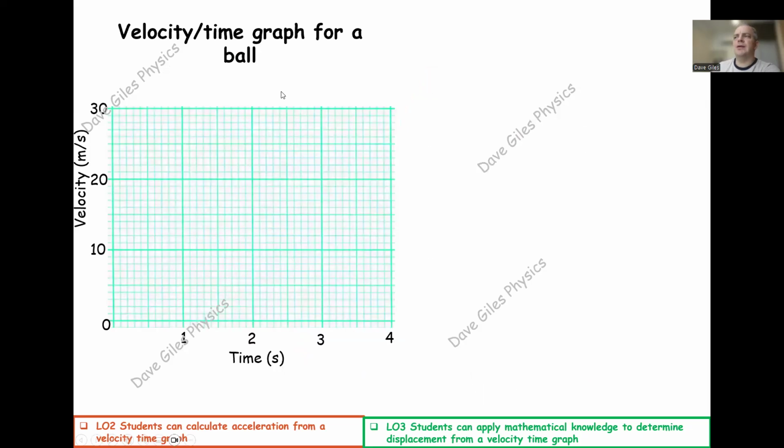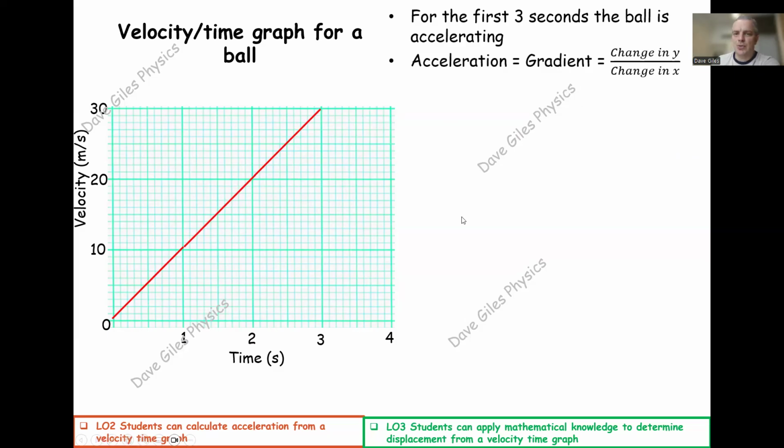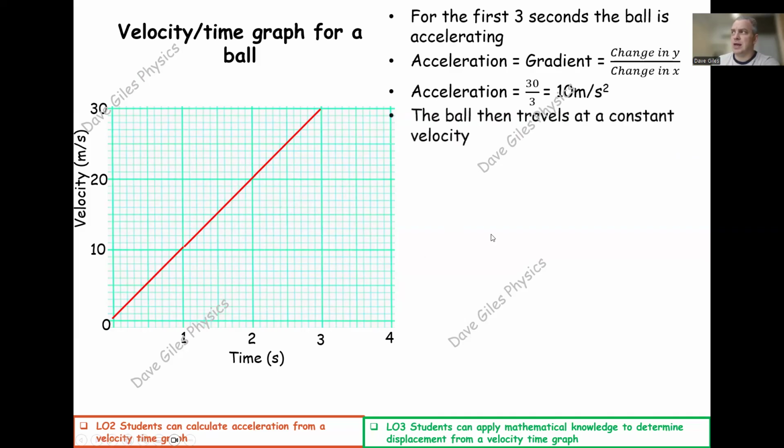So we're going to look at a graph where the motion isn't constant. For the first 3 seconds, I've got a ball accelerating here. So we can work out the acceleration by using change in y divided by change in x. So it's 30 meters per second change in velocity in 3 seconds, so 10 meters per second squared. The ball then travels at a constant velocity for 1 more second. How far has the ball traveled?